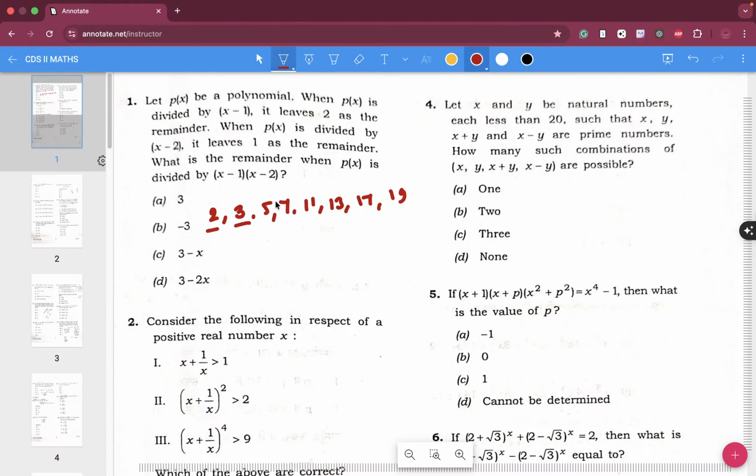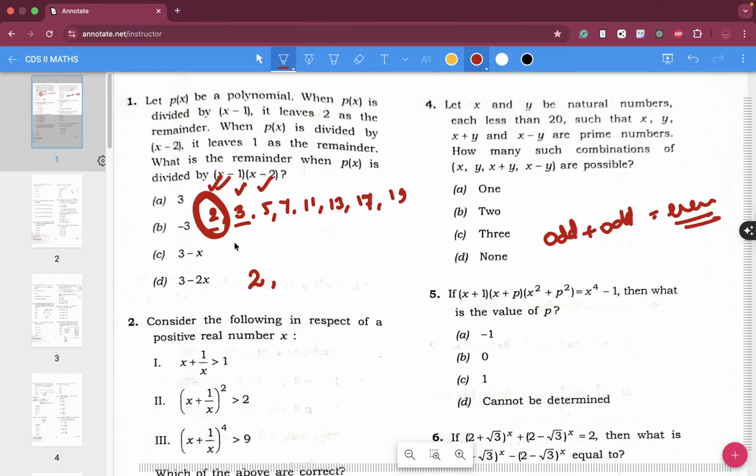Now you need to realize one thing: we can't take the summation of odd numbers, so one number has to be 2 for sure. The value of x is going to be 2, because the other primes are odd, and odd plus odd is even, and the only even prime number is 2. So the summation has to be a prime number for sure.